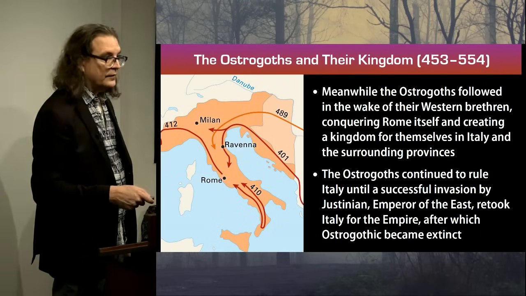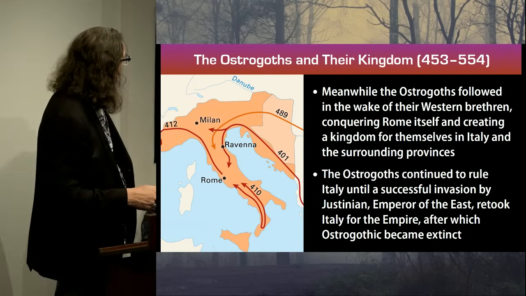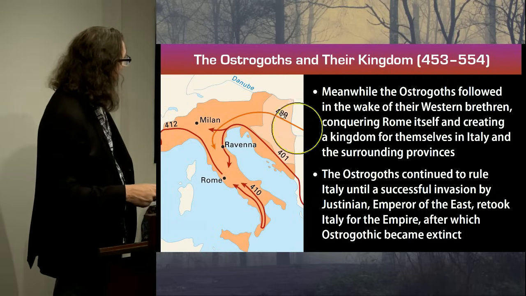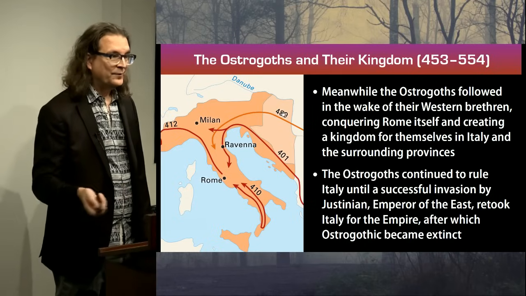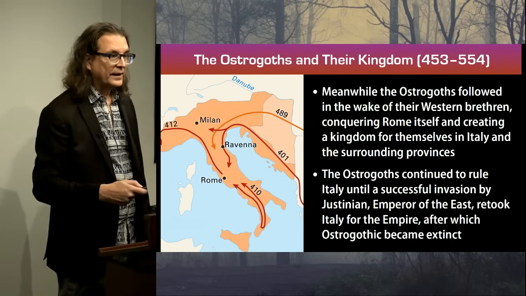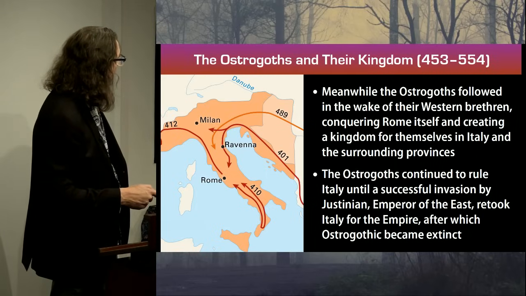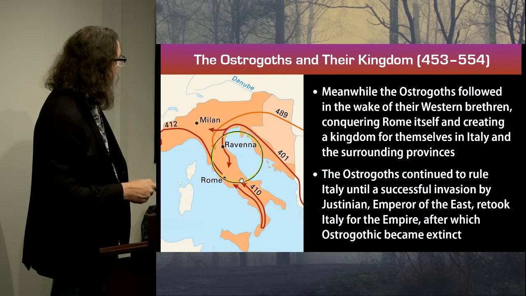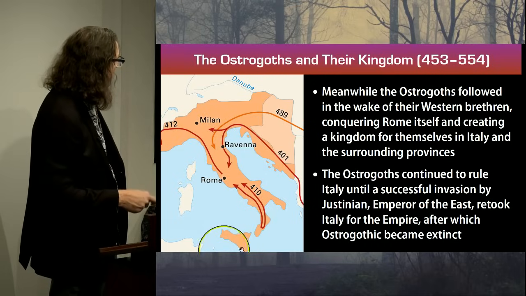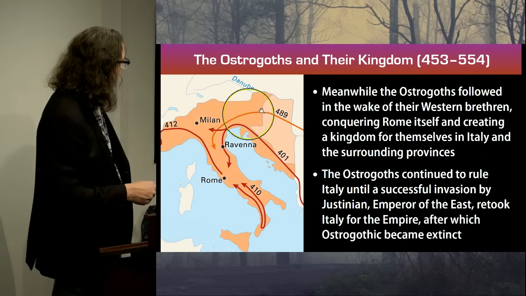Meanwhile, their cousins, the Ostrogoths, were slower in entering the empire, but they ultimately do. They are hanging out in that area, that Pannonia that I keep talking about, where eventually they're getting displaced by the Huns and things, and so they want to get out of there. When they cross into the empire, they conquer the area that is Rome itself and Italy, and they create a kingdom for themselves in Italy and the surrounding provinces of the Adriatic here.